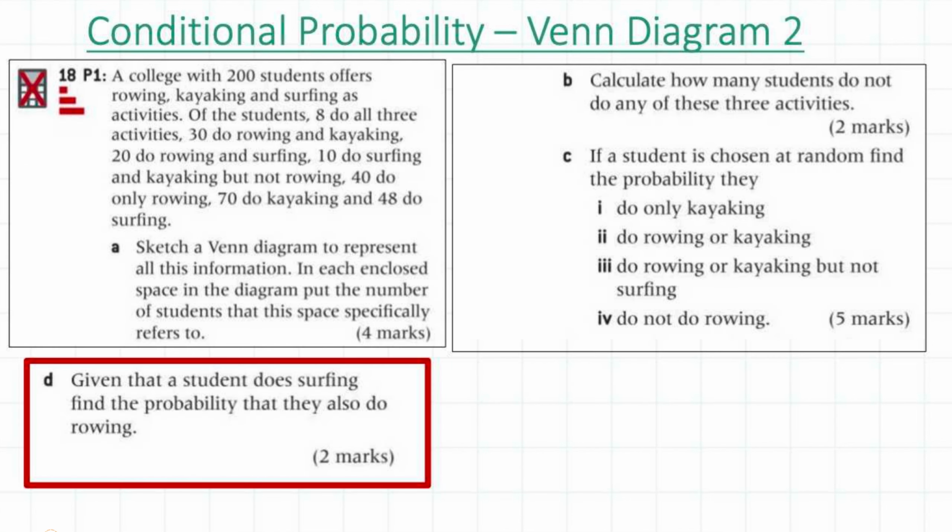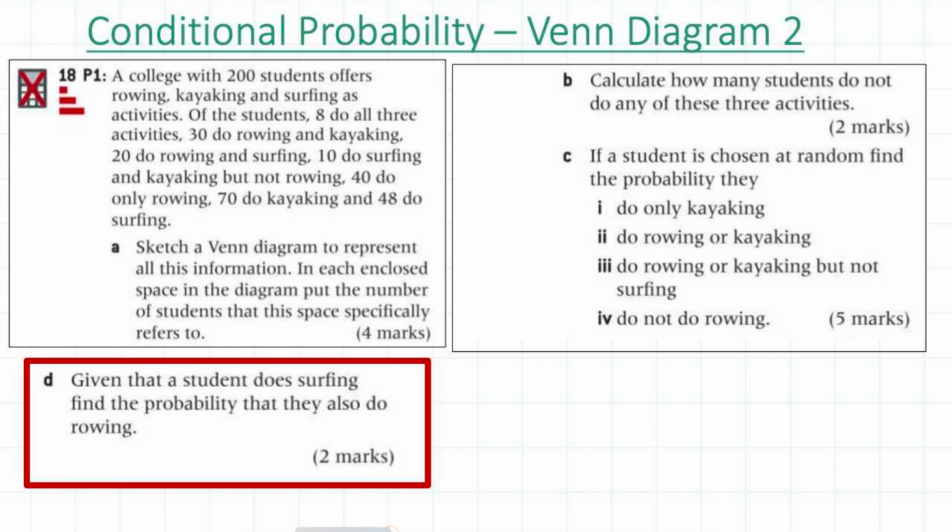This is a question that was on the classworks for the previous lesson. If you completed parts A, B, and C, there was actually a part D to the question. If you have time, pause, go back to that question and attempt this part D. Part D was a conditional probability: given that a student does surfing, find the probability they also do rowing.